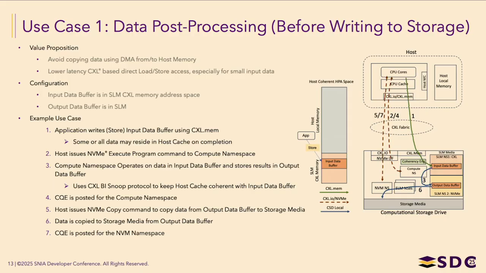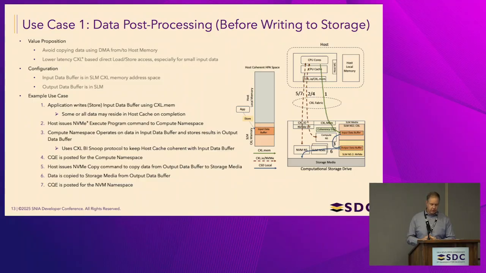All right, so if we follow the arrows, which are color-coded based upon the function, in step one, the application is going to do writes or stores to the memory in the device using CXL.mem. Instead of writing out to host memory to set something up, we're going to write directly to the device memory. Some of the data, or maybe all of it, may still be in the host cache at the end because we're coherent here. No problem. We'll touch on that in just a moment.